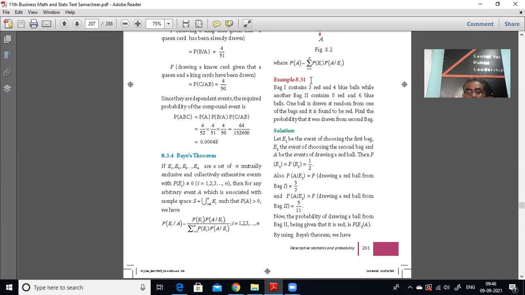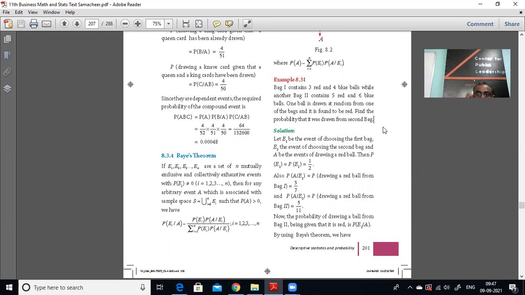Example 8.31. There are two bags. Bag 1 contains 3 red balls and 4 blue balls. Bag 2 contains 5 red balls and 6 blue balls. One ball is drawn at random from one of the bags and it is found to be red. Find the probability that it was drawn from the second bag. This is a different type of problem that you have never encountered before. In your 10th and 9th standard, only one bag or urn will be there, and you'll put your hand inside and calculate the probability among the balls inside a single bag. Now you have two different types of things.